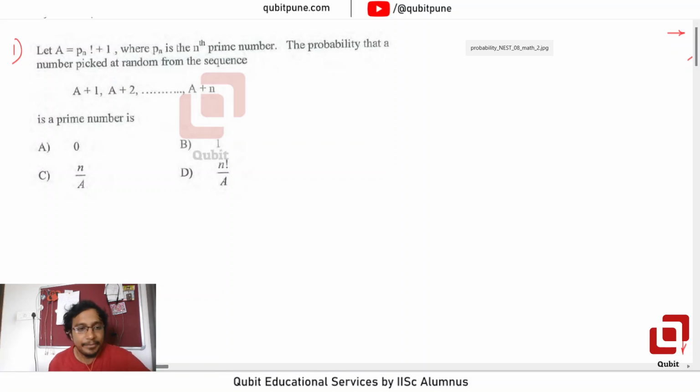Yeah, probability question 1 from NEST 2008. Question 2. Let A be equal to Pn factorial plus 1, where Pn is the nth prime number. The probability that a number picked at random from the sequence A plus 1, A plus 2 up to A plus n is a prime number is 0, 1, n upon A, n factorial upon A. Okay, so how do you think you can solve this particular problem?